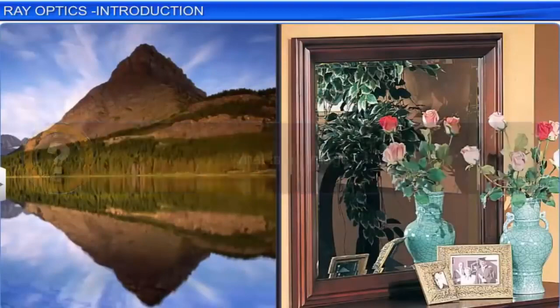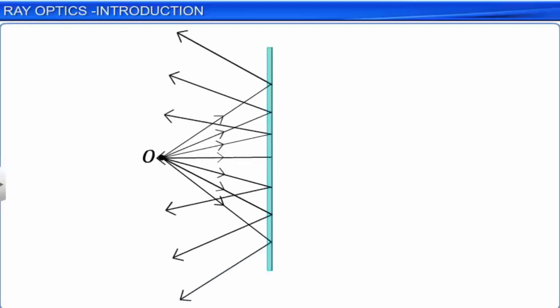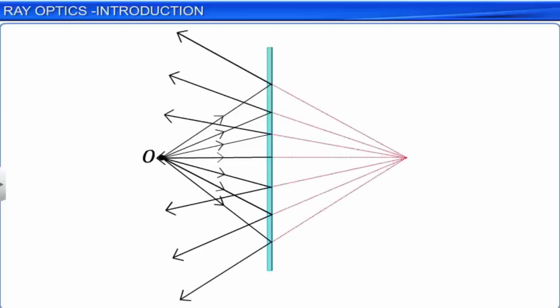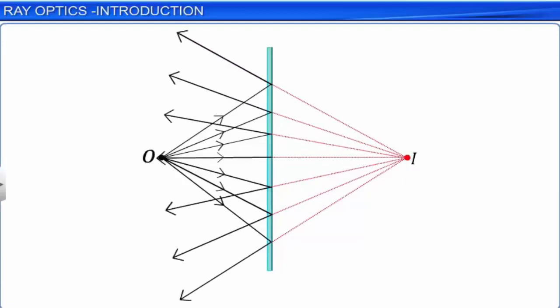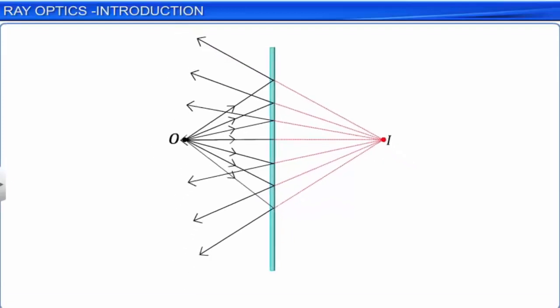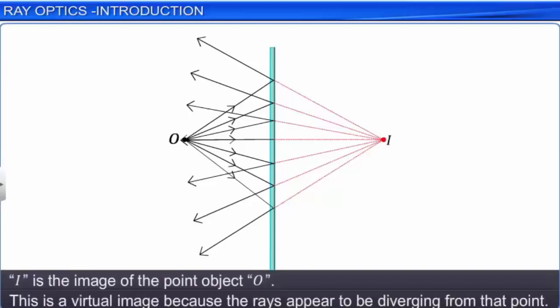When a point object O is placed in front of a plane mirror, rays from the object after falling on the mirror get reflected and form a diverging beam. If these diverging rays are extended backward, they meet at a point, say I. That is, the diverging beam of light appears to be coming out of a point I behind the mirror. This point I is the image of the point object O. This is a virtual image because after reflection, the rays appear to be diverging from that point.